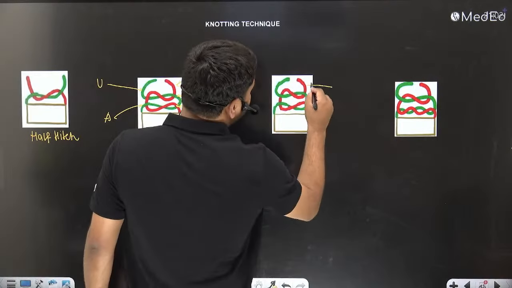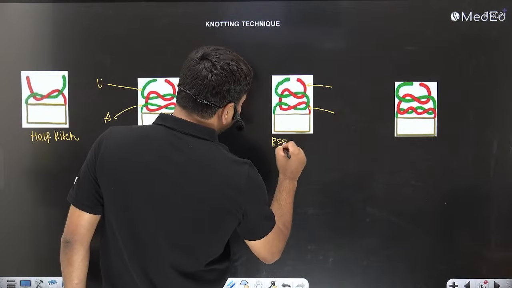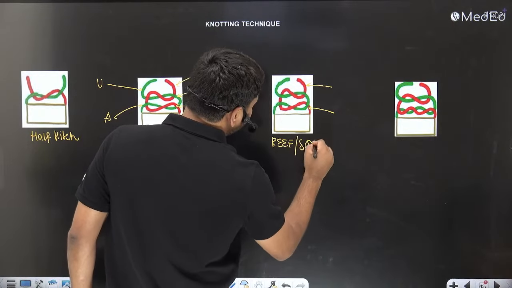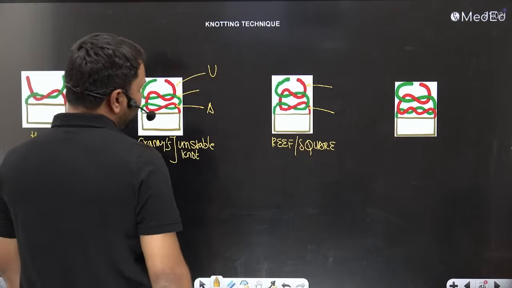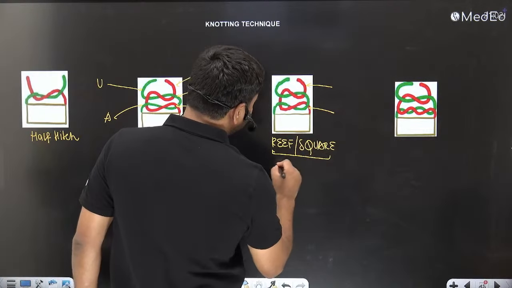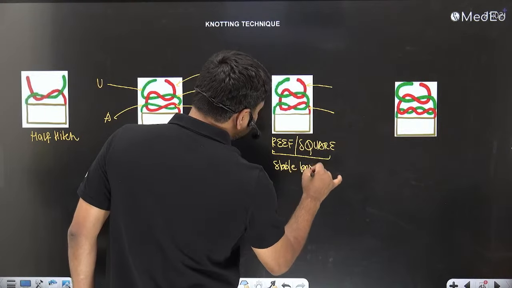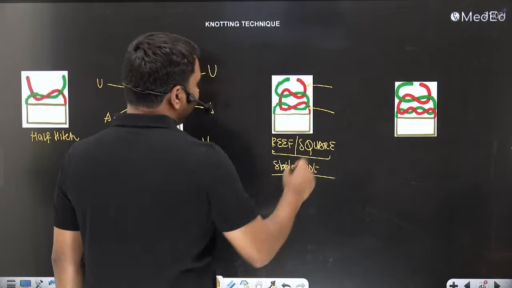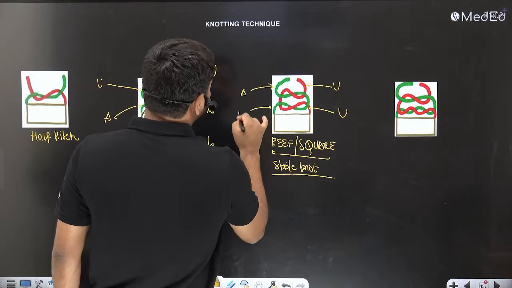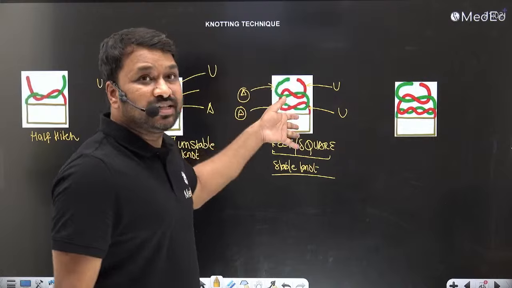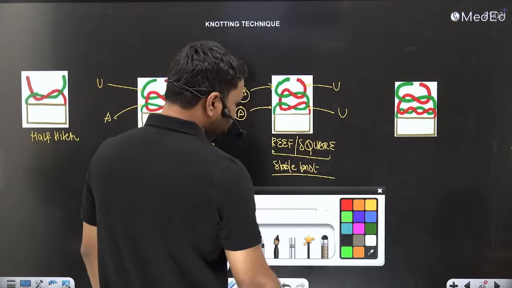Here, you see the red thread is going under the loop. Here, also, it is going under the loop. So, this is your reef knot, also referred to as the square knot. It is an example of a stable knot, right? Both of them are under here, both of them are above. If both the threads on a single side are in the same direction, it is going to be a reef or square or a stable knot, right?